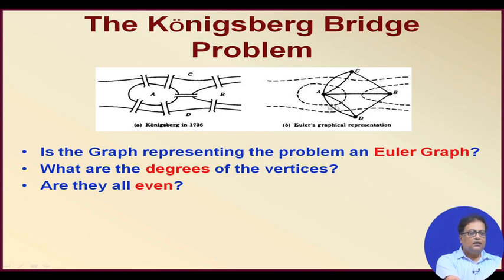So, since the degrees are not even, right, will there be an Euler graph? The answer is no. This graph is not an Euler graph and there is no Euler trail. Since no Euler trail is there, this solution is not possible. So, all right. So, we discussed some of the very important graph theoretic concepts today and I stop here.